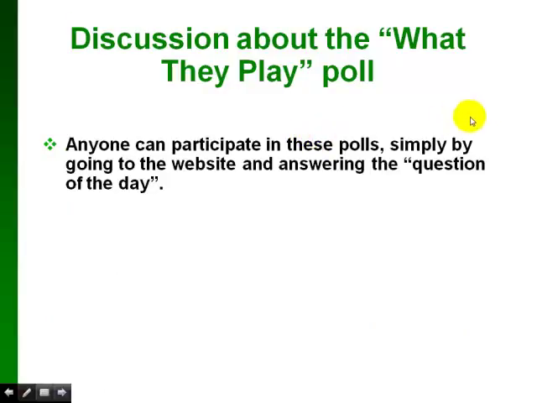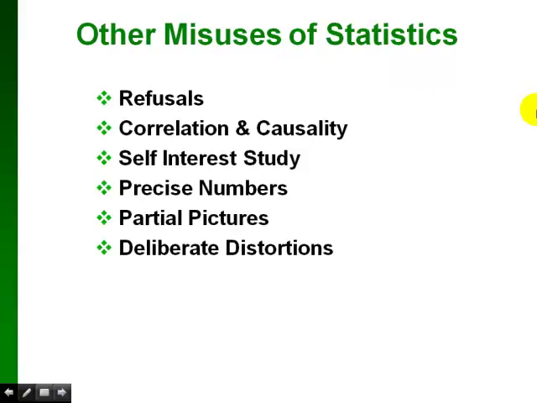And again, if we're looking at the poll that's on the website, anyone would be able to participate, assuming that they knew about the website, just by going there and answering the question of the day. So there's no control whatsoever over who answers the question, how many times they answer, or anything else. And here are some other misuses of statistics that are given in the textbook, and you can read through the textbook about those.